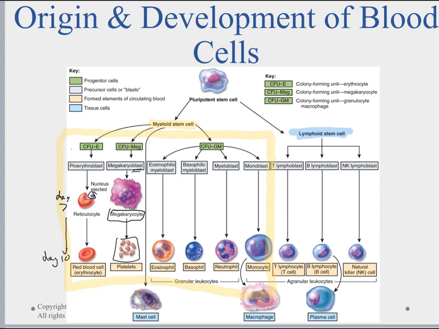Now, our colony-forming unit granulocyte is going to make all of our granulocytes. It's going to make our eosinophil, so our eosinophilic myeloblast is going to turn into an eosinophil, and we'll get into numbers and functions in a little bit. Our basophilic myeloblast will give us our basophils. Our myeloblast will give us our neutrophils, and then we turn into the first granulocyte we see, which is a monocyte. Now, that takes care of the myeloid stem cell.